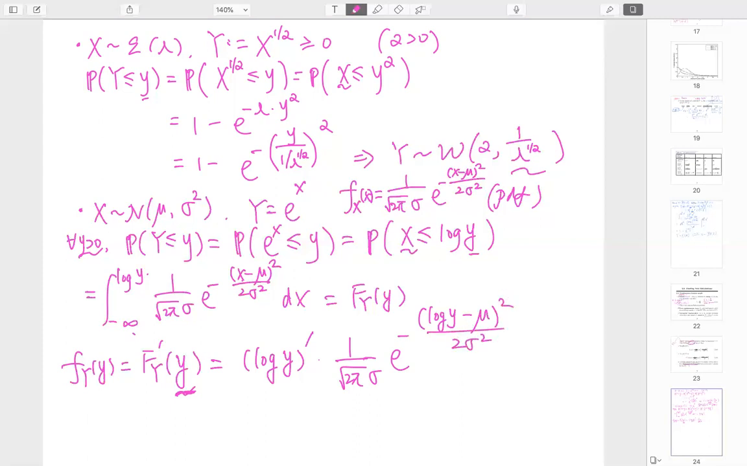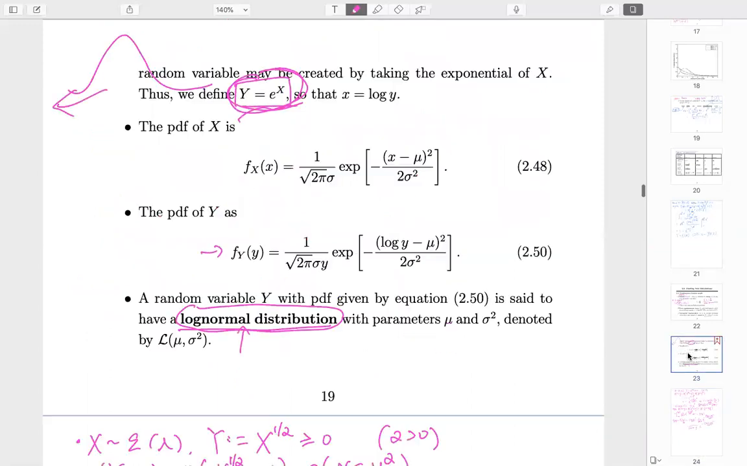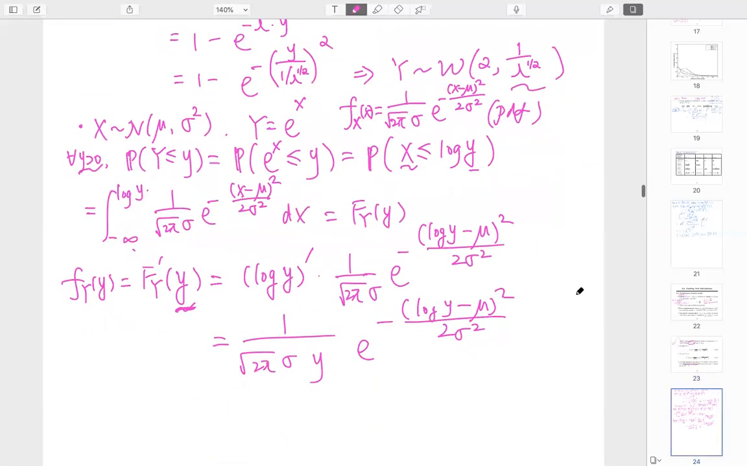You should have learned this from your calculus course. If not, go back to review. It should be in any calculus textbook. So this is the PDF of a log normal distribution. If you compare to 2.50, this is exactly what I just derived. So that's by definition and eventually by applying the fundamental theorem of calculus.